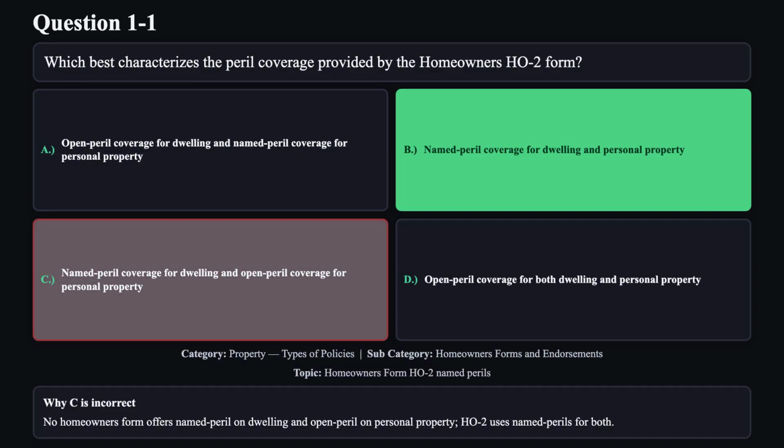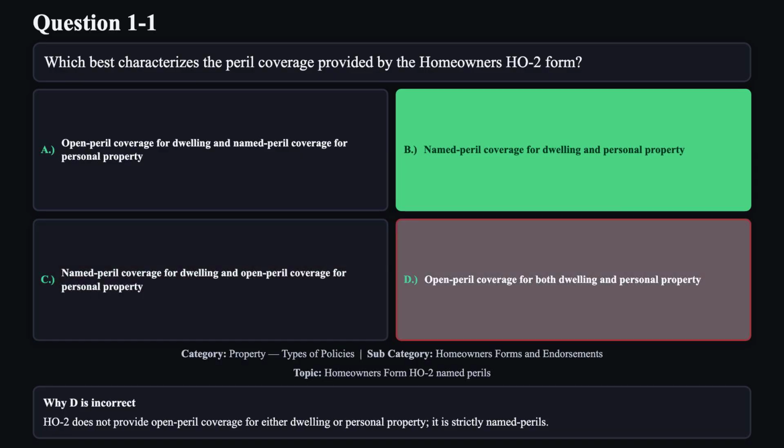Reason C is not correct. No homeowner's form offers named peril on dwelling and open peril on personal property. H-02 uses named perils for both. Reason D is not correct. H-02 does not provide open peril coverage for either dwelling or personal property. It is strictly named perils.